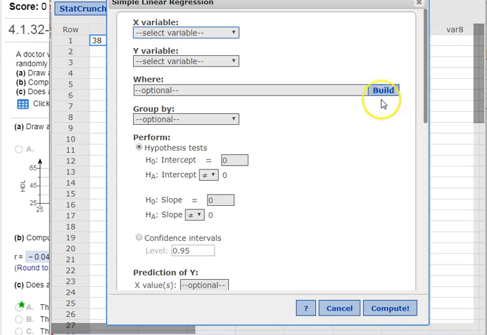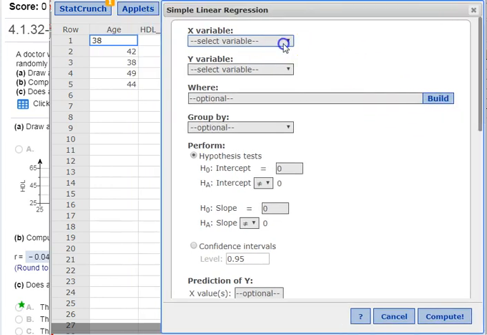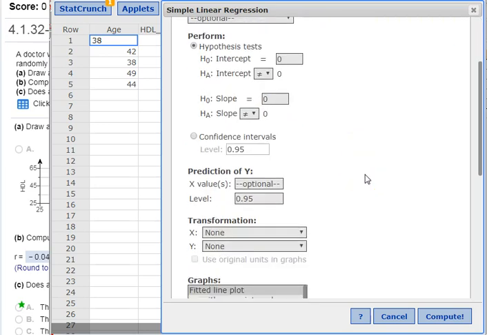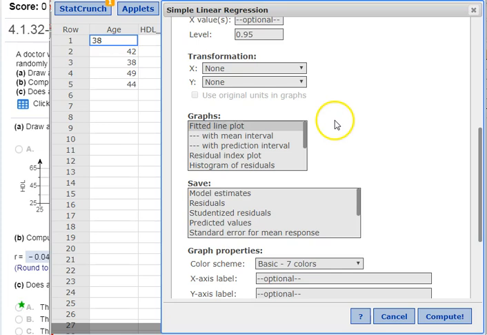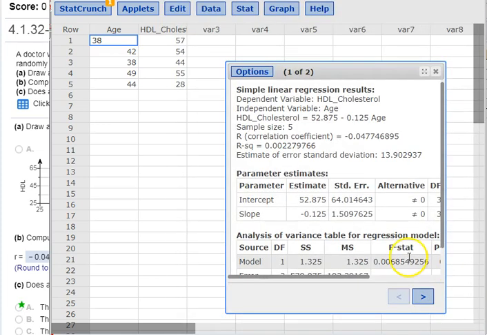We're just looking to see if there's a linear relationship. So our explanatory variable is going to be a person's age. We're going to see if that can be a way to predict our response variable, which is their cholesterol levels. And that's about all we need to input for this particular problem. We hit compute, and it gives us this information here.